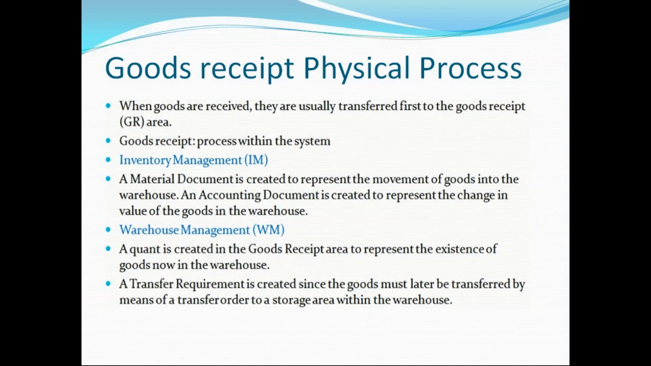The goods receipt process is done within the system. Then on the IM side, a material document is created to represent the movement of goods into the warehouse. An accounting document is created to represent the change in the value of goods in the warehouse. So whenever we are doing any IM posting, a subsequent FI posting also happens.